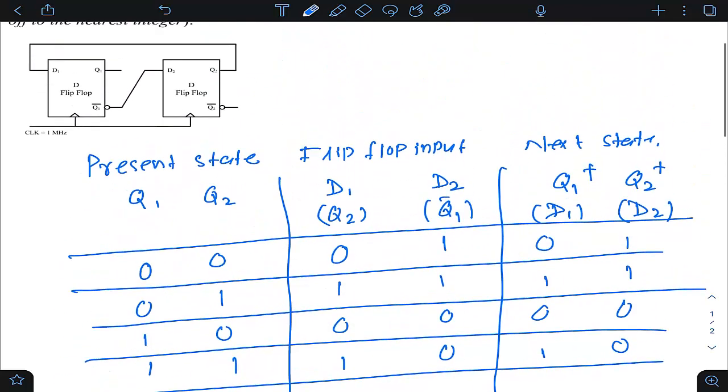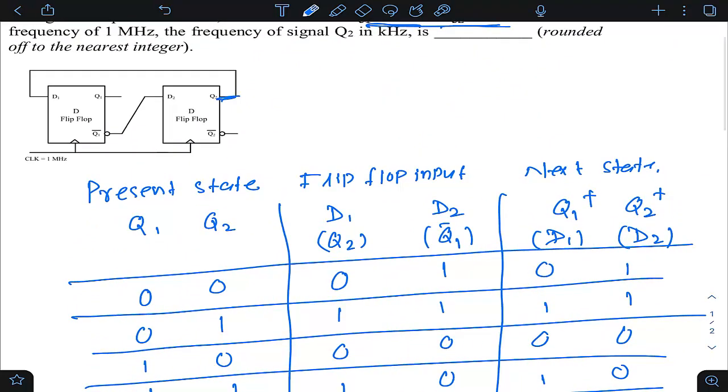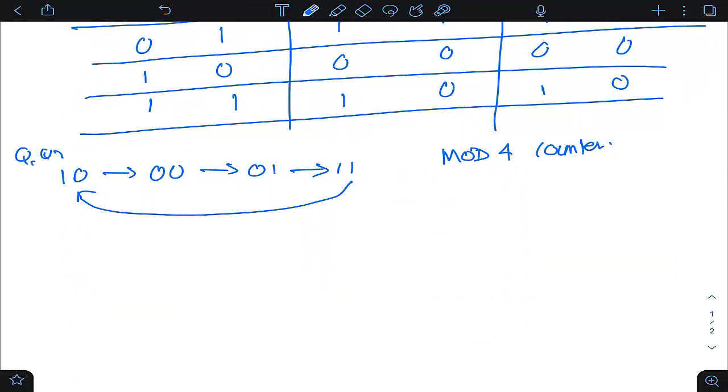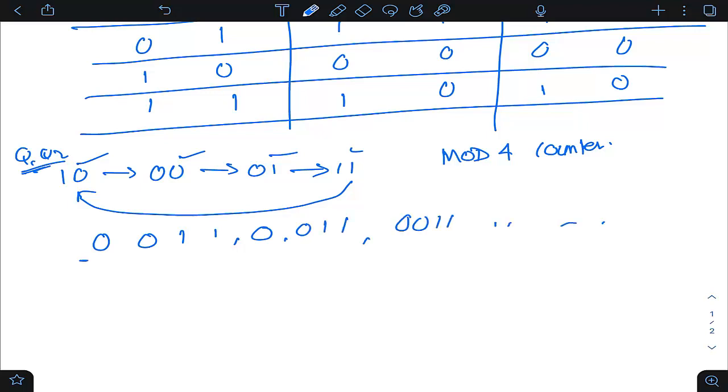And we are supposed to find the frequency of Q2. This is for Q1, Q2. If you ask me what the pattern of Q2 is, the Q2 pattern is 0, 0, 1, 1, again 0, 0, 1, 1, again 0, 0, 1, 1. So we can see that every 4 cycles this pattern repeats. It's overall a mod 4 counter, and to be very specific, regarding Q2, naturally it has to be the same mod 4 counter.